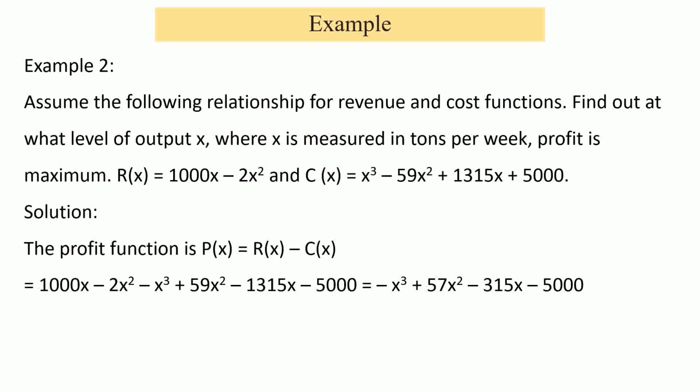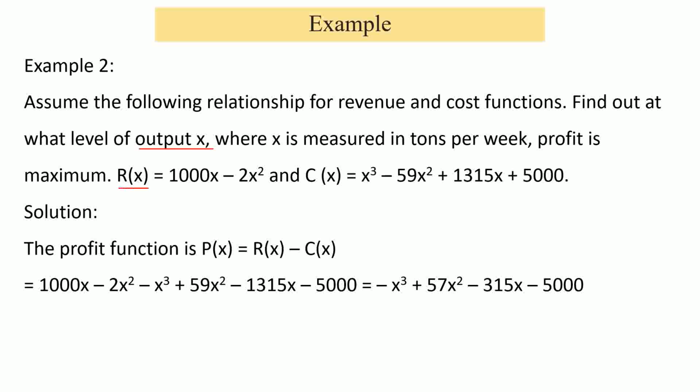Let's add one more example. Assume the following relationship for the revenue and cost function. Find out at what level of output x, where x is measured in tons per week, profit is maximum. So we want to maximize our profit, and we have to find the output that can maximize our profit.